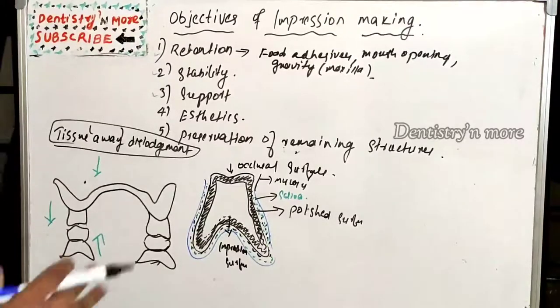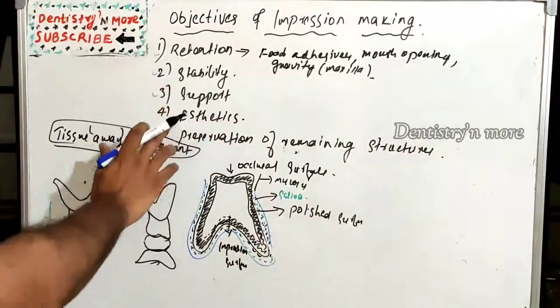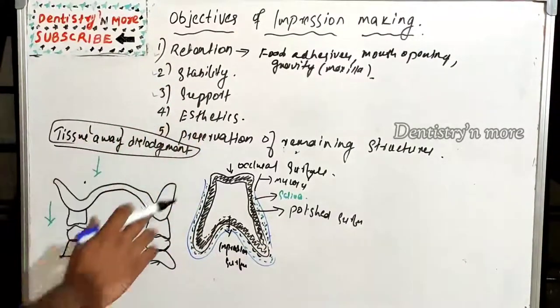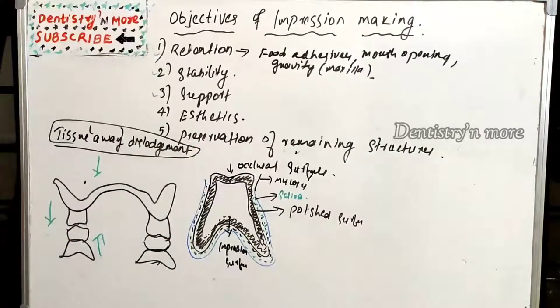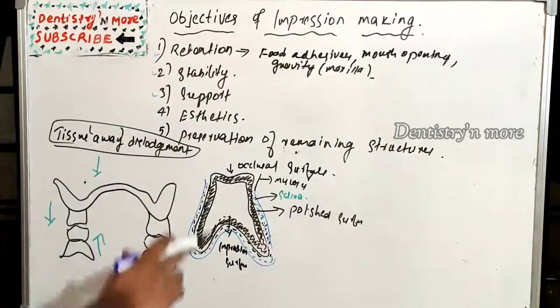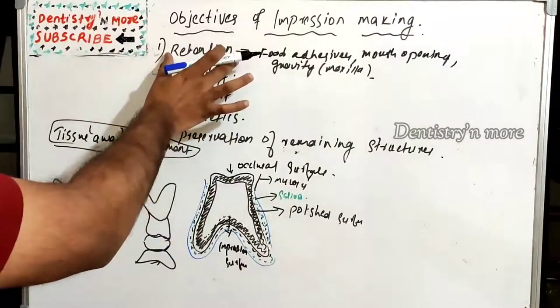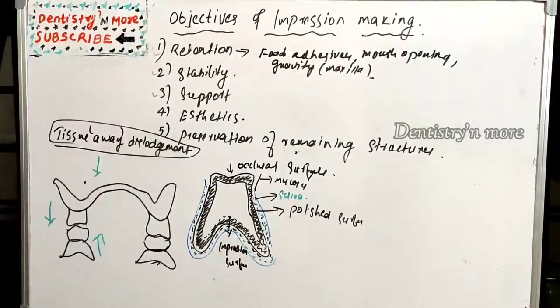Today's topic in prosthodontics is objectives of impression making. So we have five objectives. The first one is retention, then stability, support, aesthetics, and the last one is preservation of remaining structures. The first three are very much confusing and important, that is retention, stability, and support. The last two, aesthetics and preservation of remaining structures, the name itself gives a self-explanation about it. So we'll be dealing in detail about the first three, retention, stability, and support. So let's learn one by one.